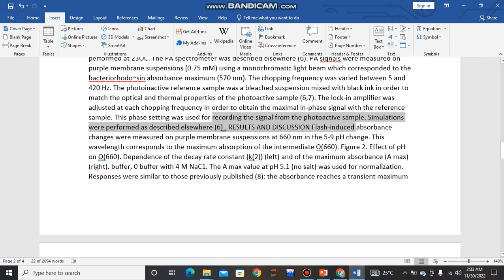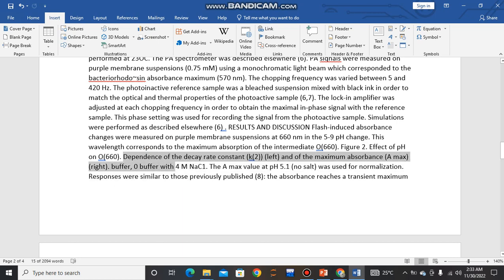Results and discussion. Flash induced absorbance changes were measured on the purple membrane suspension at 660 nanometers in the 5 to 9 pH range. This wavelength corresponds to the maximum absorption of the intermediate. Figure 9. Effect of the pH on the dependence of the decay rate constant and of the maximum absorbance.